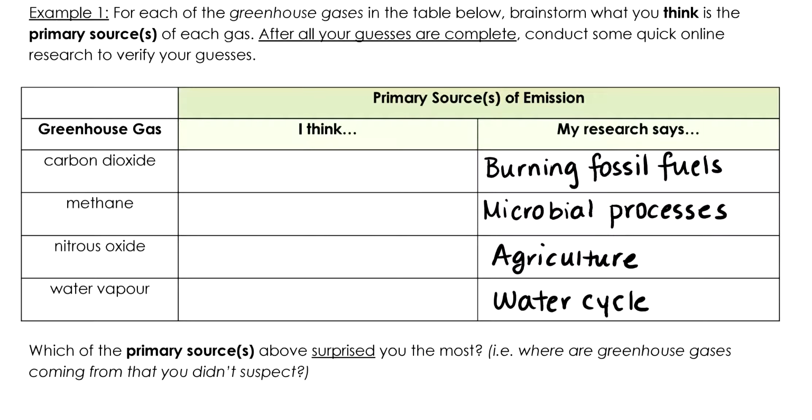The primary source of carbon dioxide is burning fossil fuels, such as burning gasoline in cars, burning jet fuel in airplanes, and so on. Methane primarily comes from microbial processes. That's when anaerobic bacteria are breaking down nutrients. They release methane as a byproduct of that process. And where you find that happening is in the gut of cows. And so cows are producing a lot of the methane that we're dealing with in our environment right now. Nitrous oxide primarily comes from agricultural activities and water vapor as a result of the water cycle.